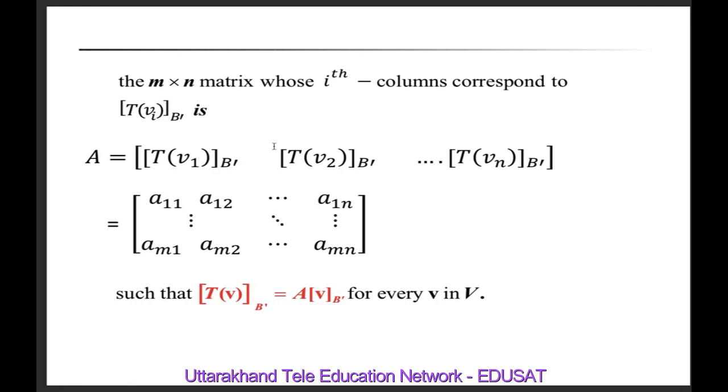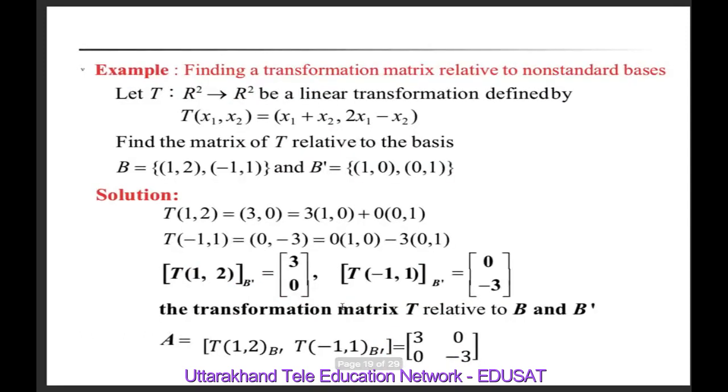So if we substitute the value of [T(V1)]B dash, here we will have A11, A21, ..., Am1. If we substitute the value of [T(V2)]B dash, A12, A22, ..., Am2. If we substitute the value of [T(Vn)]B dash, A1n, A2n, ..., Amn, such that [T(V)]B dash is equal to A[V]B for every vector V in V. So I am going to give one example to demonstrate this result, because by example it is easy to understand the concept.